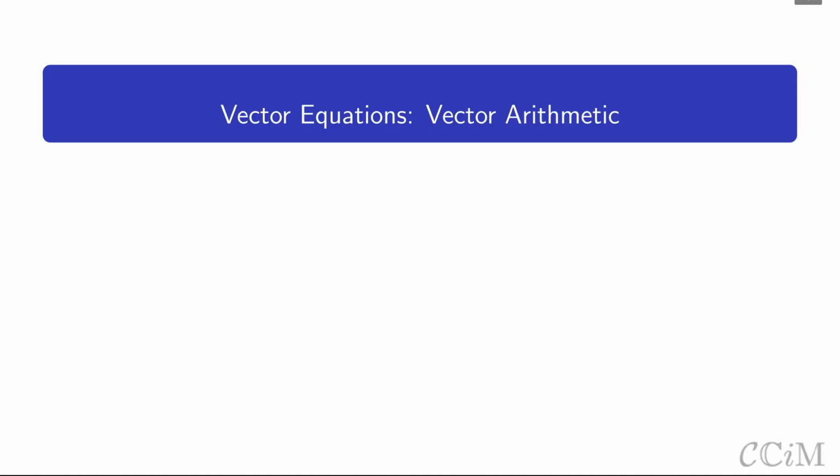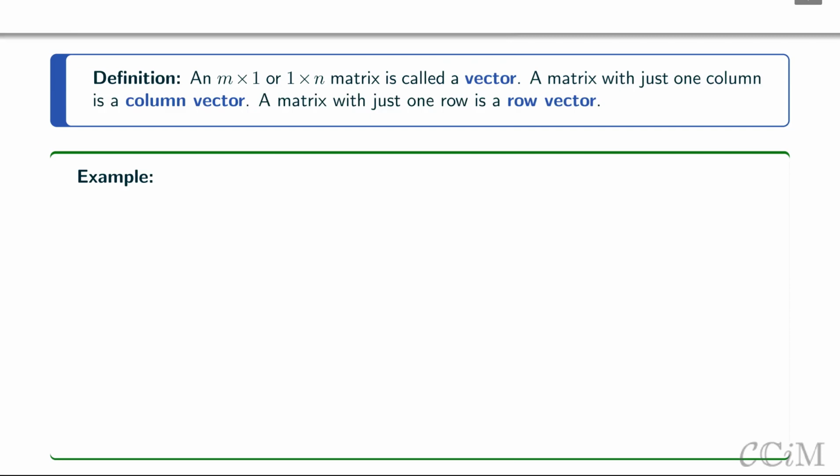Let's talk about vector equations. Specifically, we'll be looking at vector arithmetic. First off, let's define what we mean by vector. A vector is really just a matrix that is either one column or just one row. So an m by 1 or a 1 by n matrix is called a vector.